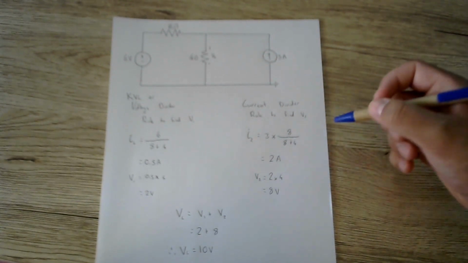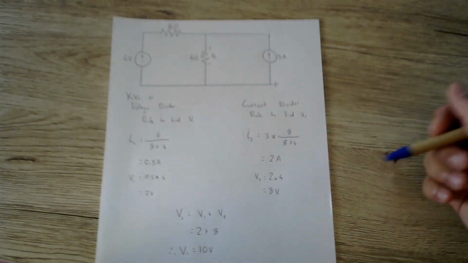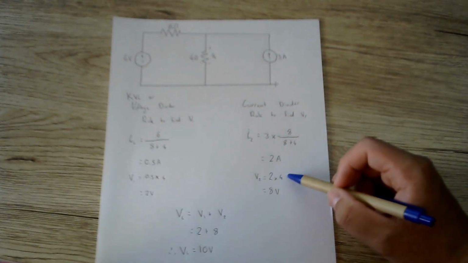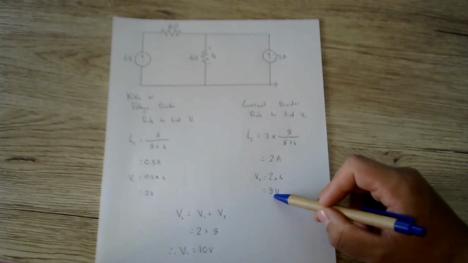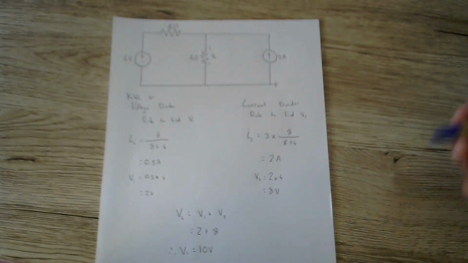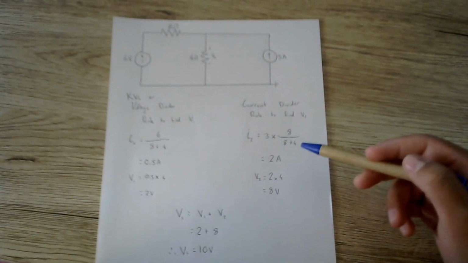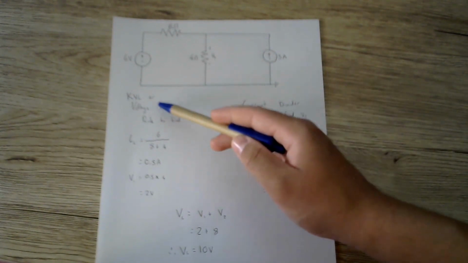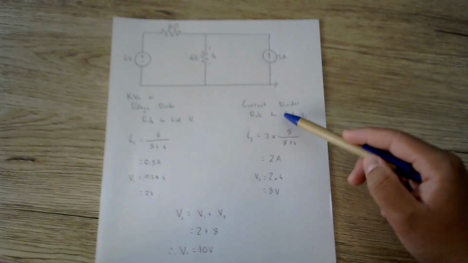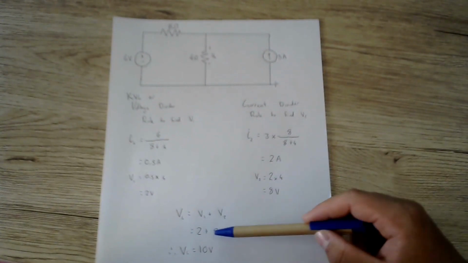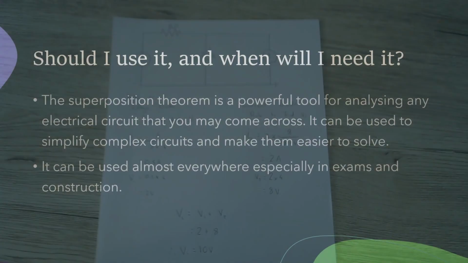Now to find the voltage, it will just be once again Ohm's law. 2 amps times 4 ohms, which will equal 8. So to find the total voltage, we will combine both what we found through the KVL and the current divider rule, which will just be 2 plus 8, which is 10.